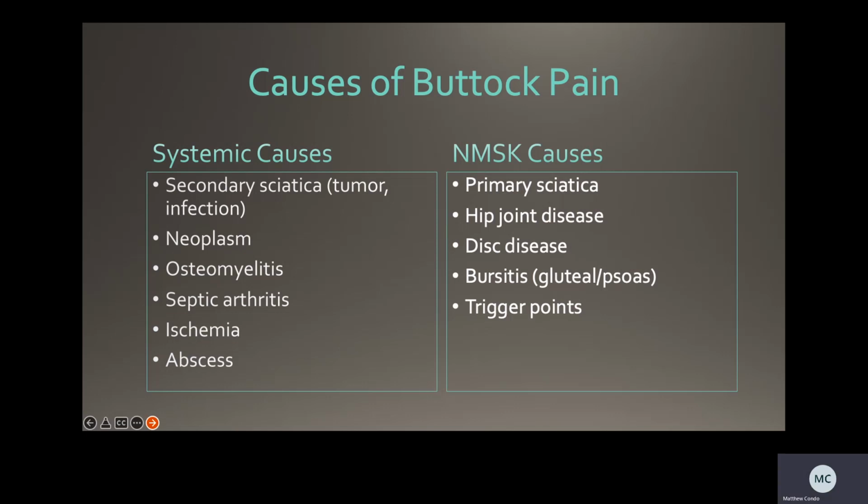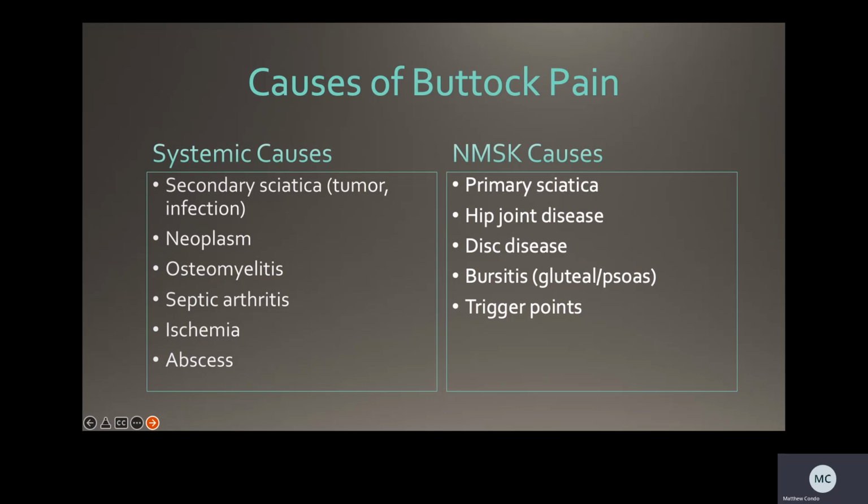Other systemic causes are neoplasms and osteomyelitis, obviously, if that occurs around either the ischial tuberosity or the ischial spine. Septic arthritis is a big one. Ischemia, abscesses, right? All really, really big causes of buttock pain.